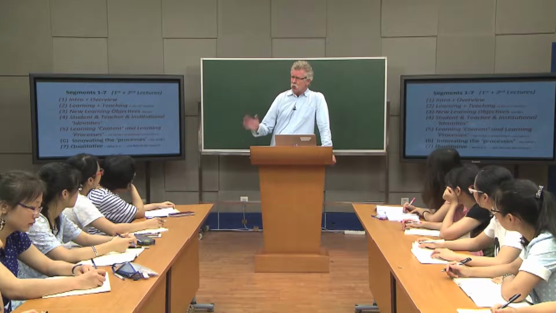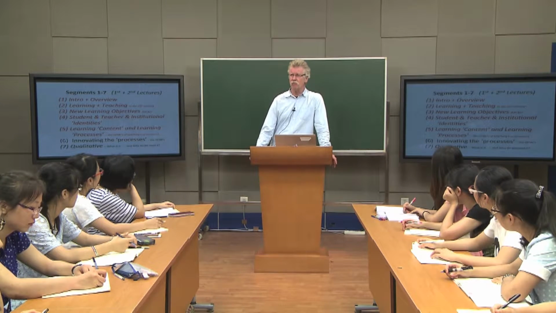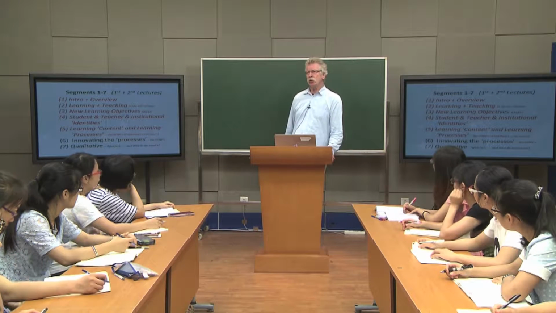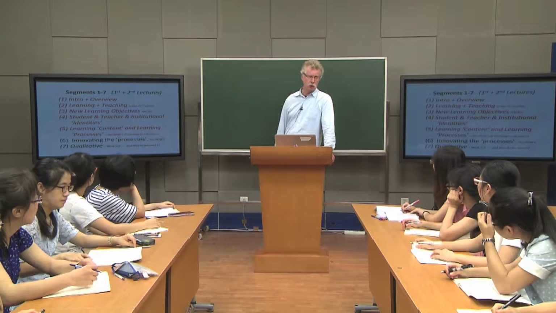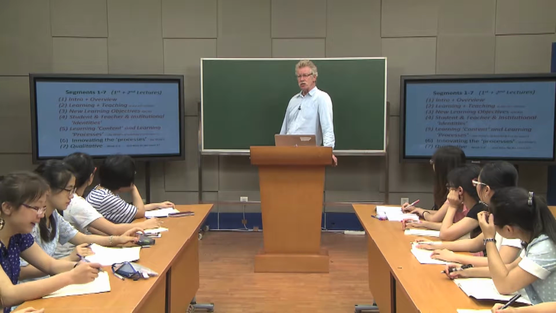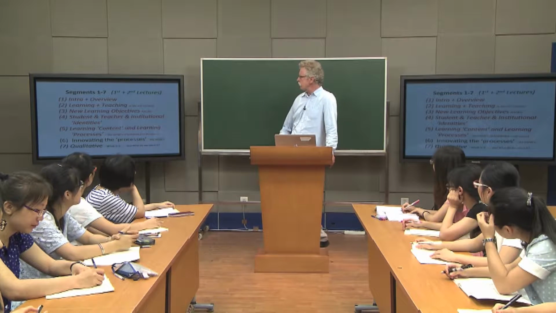And so I tried to develop a couple of new objectives, ways of getting out of the crisis. And then I turned in the 4th segment to the issue of identity. Who are these learners in the 21st century? And what are these institutions? And what is the role of the teacher or teaching in all this?